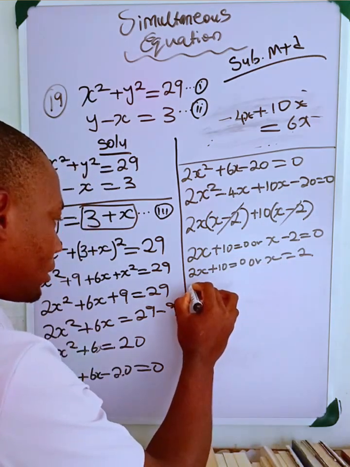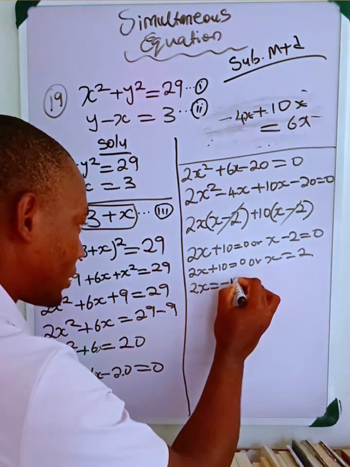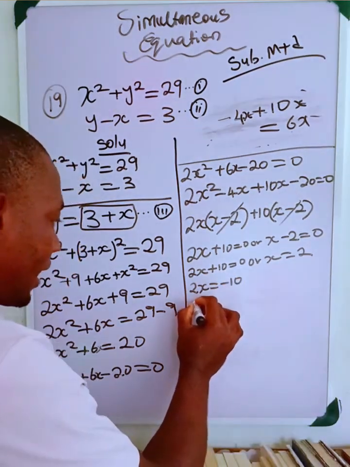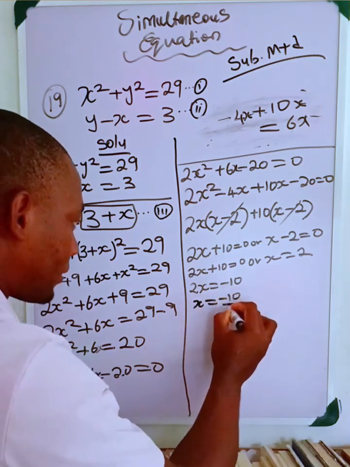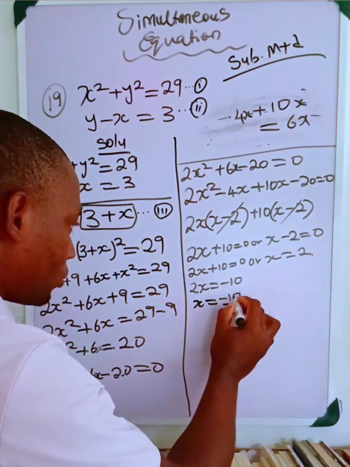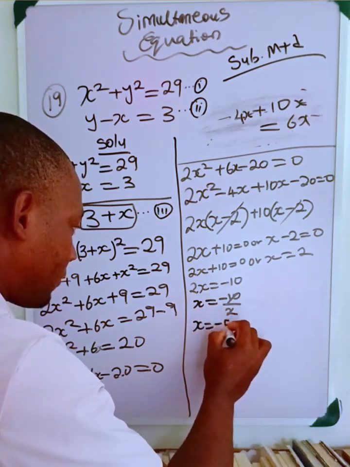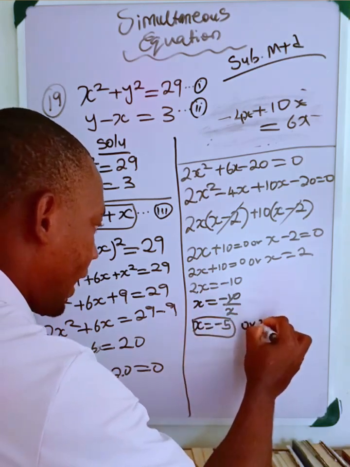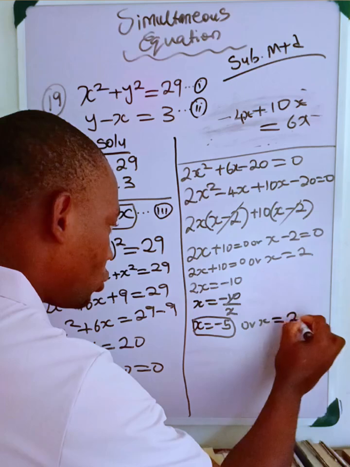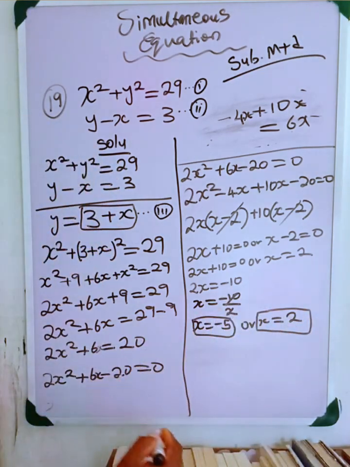2x plus 10 equals 0, or x equals 2. This is the same as 2x equals minus 10. x equals minus 10 over 2, x equals minus 5. Or x equals 2. These are the two values of x.